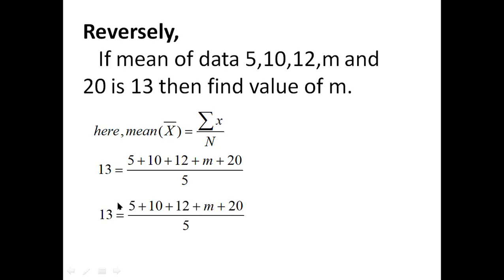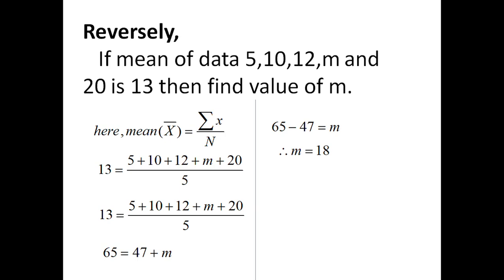So 13 into 5 we will do, 65, and 5, 10, 12 and 20 added is 47, and plus m is the same over there. Now we'll bring 47 to the left side for subtracting. So by doing so we get m equal to 18. So this is the process of finding the unknown value when the mean is provided.